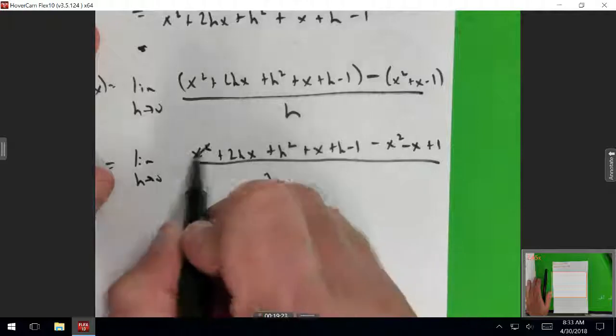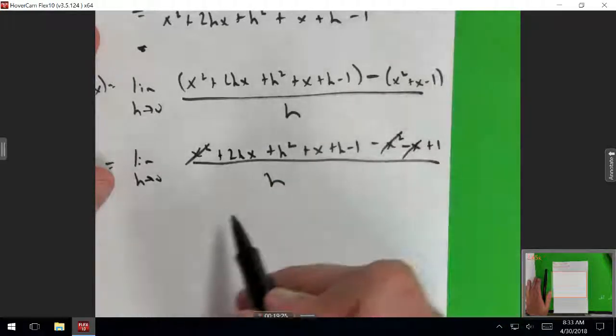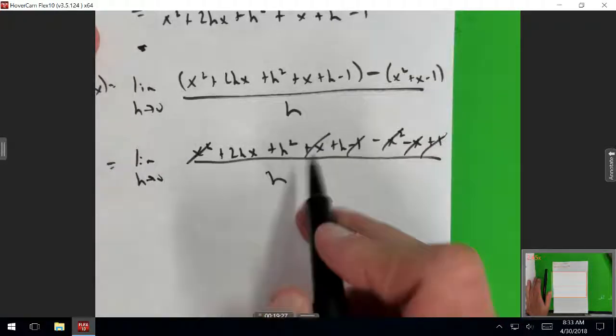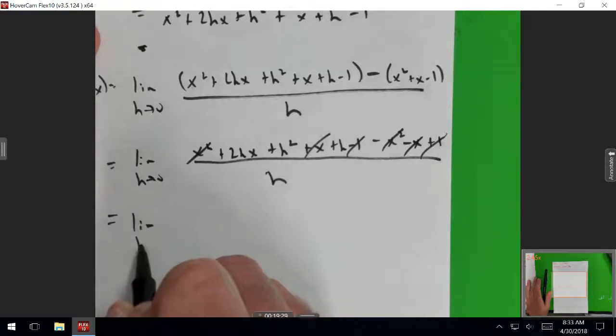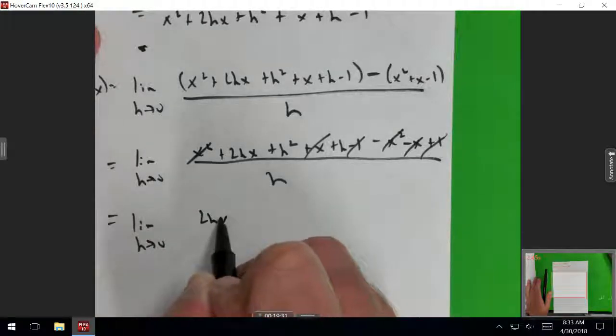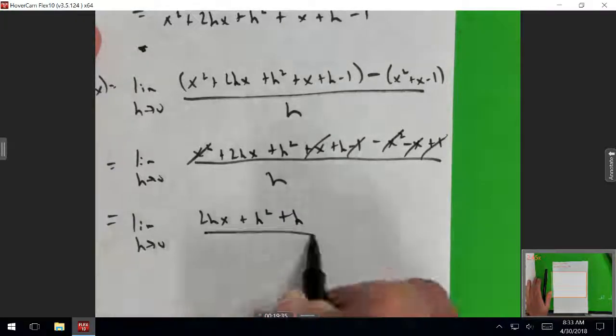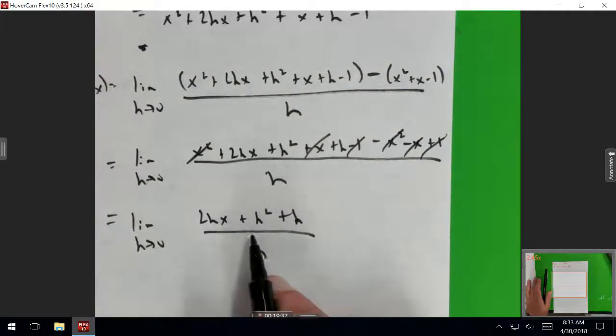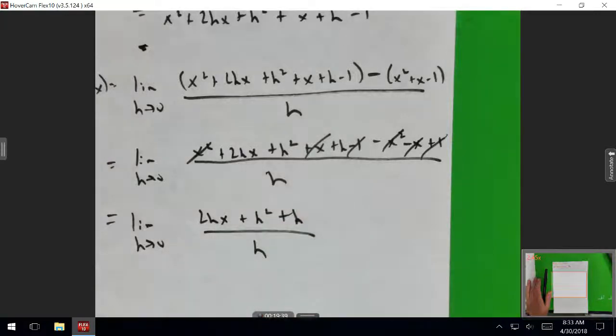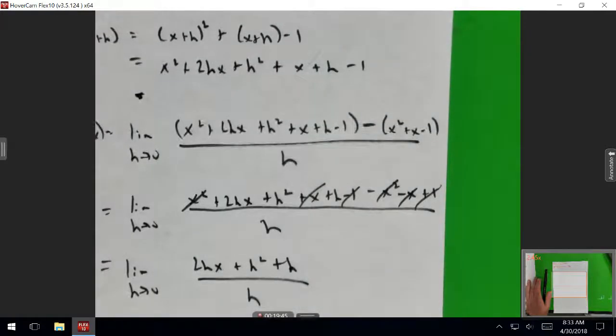At this point, everything that doesn't have an h should cancel out. Two hx plus h squared plus h. Now, I'm not going any further, but you know you will factor out an h commonly and then cancel that out. Does that make sense? Just be careful with your algebra up there. Are there any questions on the formal definition?